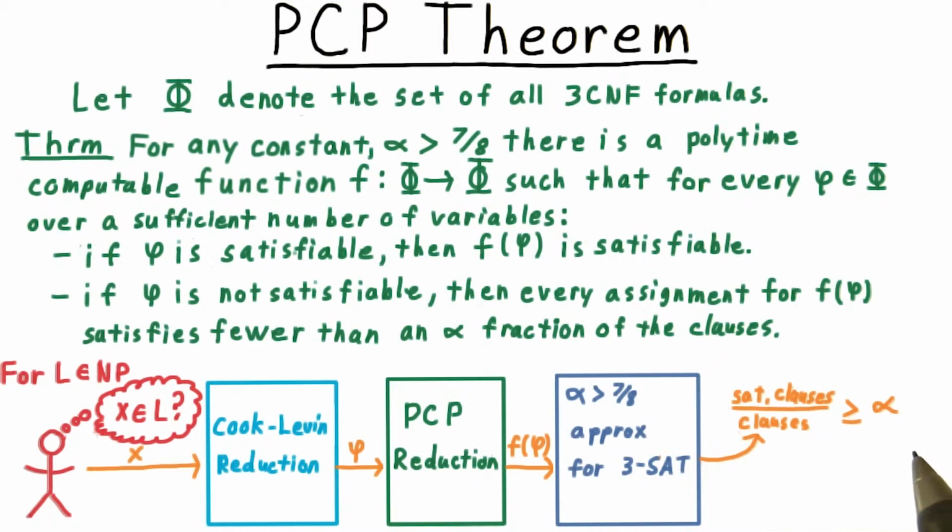If it is, then from the PCP theorem, I can reason that phi must have been satisfiable, and so from the Cook-Levin reduction, x must have been in L. On the other hand, if the fraction of clauses satisfied is less than alpha, then f of phi cannot have been satisfiable, so phi must not have been satisfiable either, so from the Cook-Levin theorem, x must not be in L. Using this reasoning, we just found a way to decide an arbitrary language in NP in polynomial time.